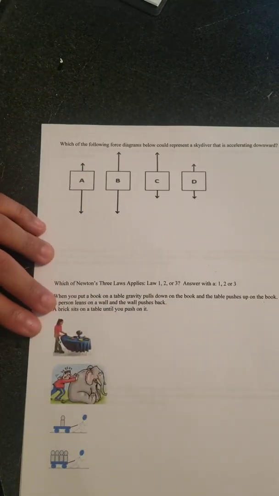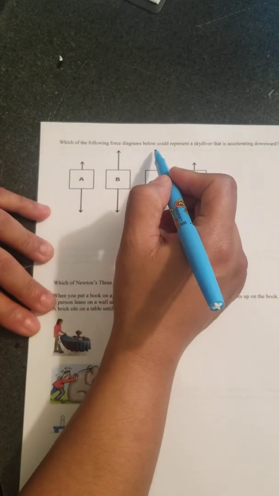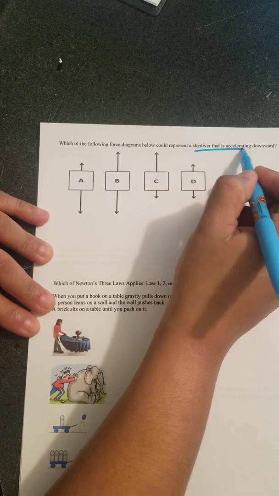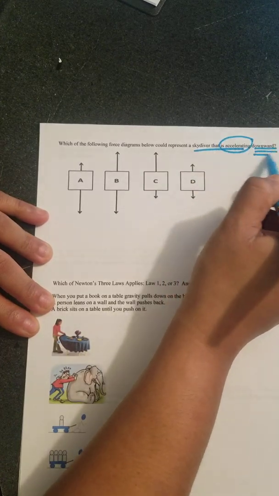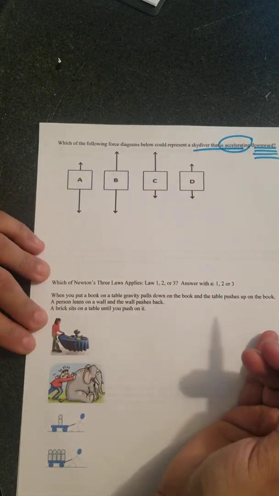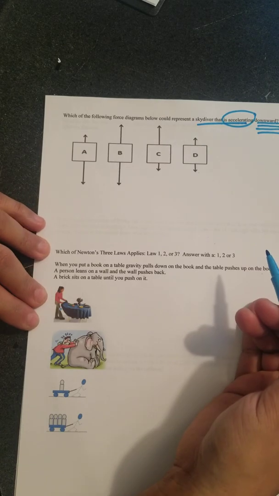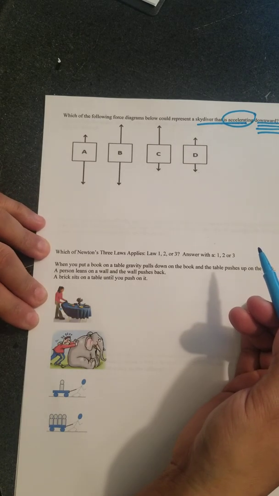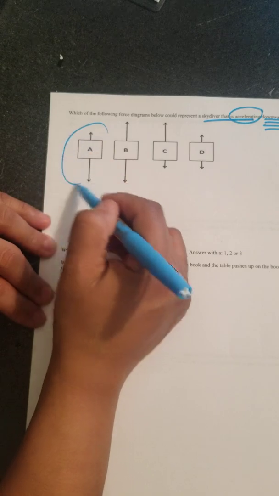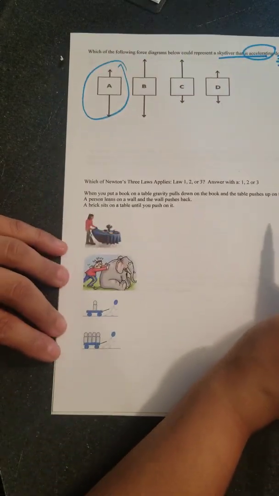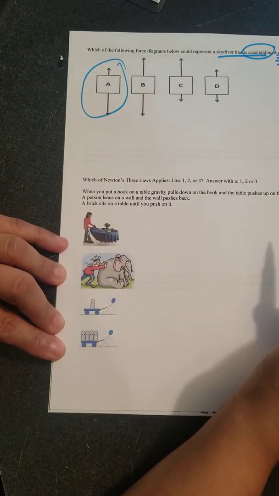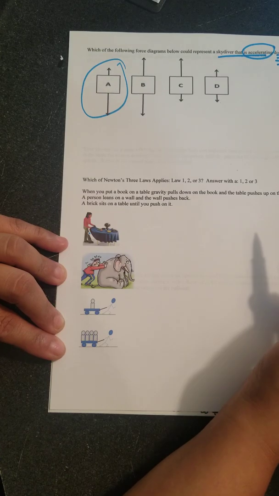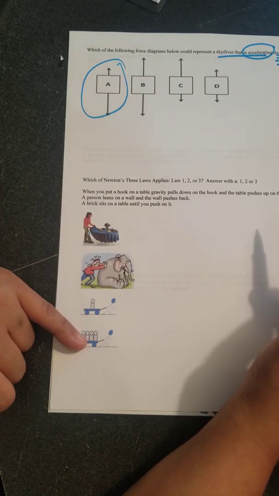It says here, which one of the following force diagrams could represent a skydiver that's accelerating downward? If that is the applied force, the stronger force downward, then that needs to be the biggest arrow. The correct answer was A. Using Newton's 3 laws, which one of his laws applies to each of these 6?